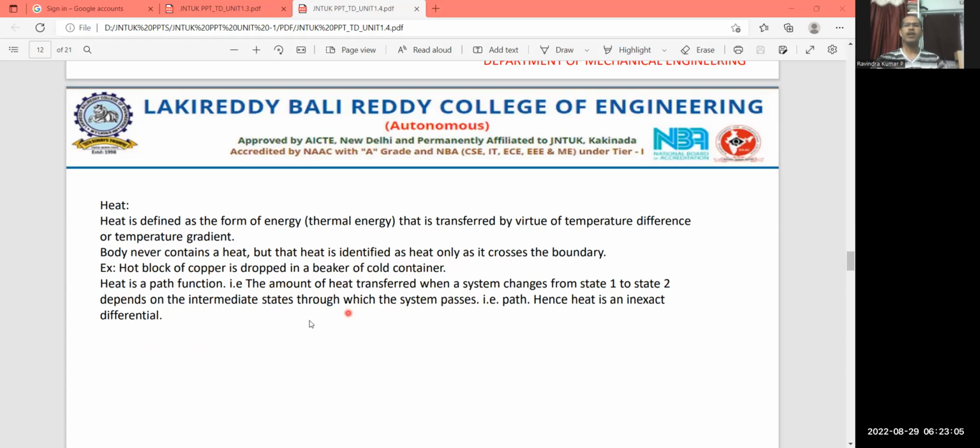There are two concepts, point function and path function, which you are going to get in the next stage. But before that, heat is a path function. Work is also a path function. The amount of heat transferred when a system changes from state 1 to state 2 depends on the intermediate states the system passes through. Hence, heat is an inexact differential. So heat and work are represented as d bar q or d bar w, inexact differentials. These are things you have to observe for heat.